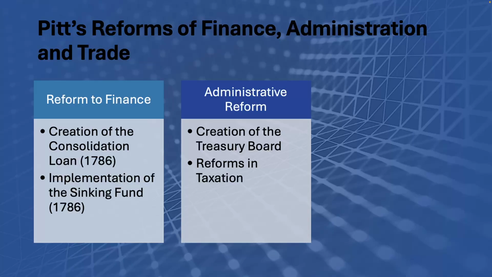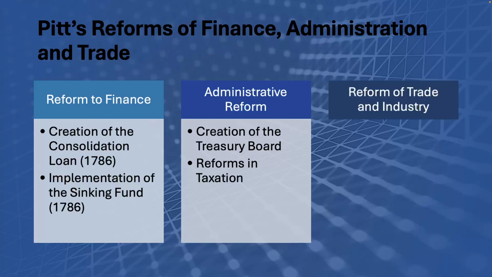These were taxes on goods like tea and alcohol. And this increased government revenue, which was then able to be used for government expenditure. He reformed tax collection to reduce the inefficiencies and improve compliance.